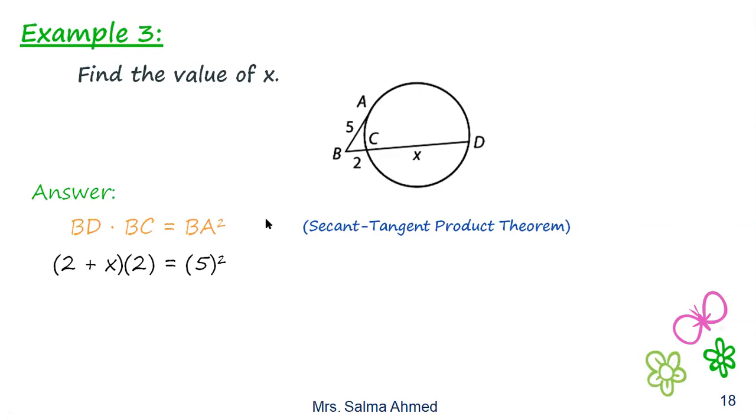So I'm going to distribute 2 inside the bracket. 2 times 2 equals 4, with 2 times x equals 2x, equals 25. I'm going to get the 4 to the other side, so it will be 2x equals 21. By dividing 21 by 2, x equals 10.5, and that's it.